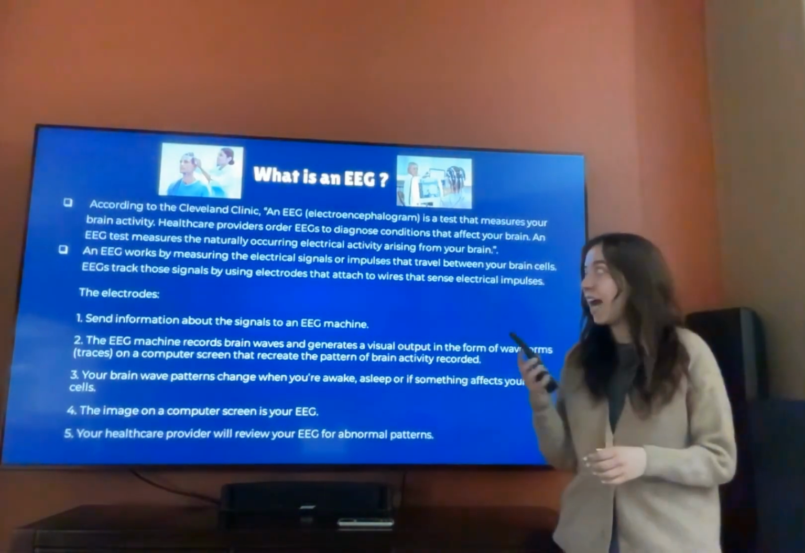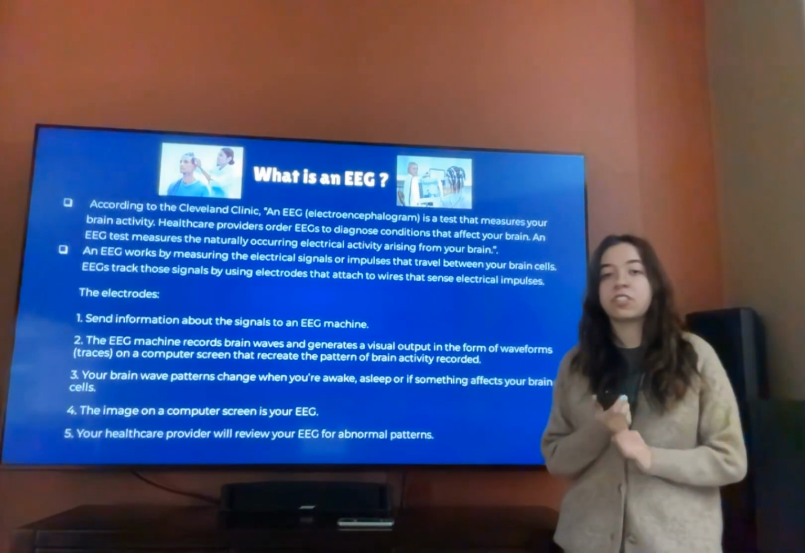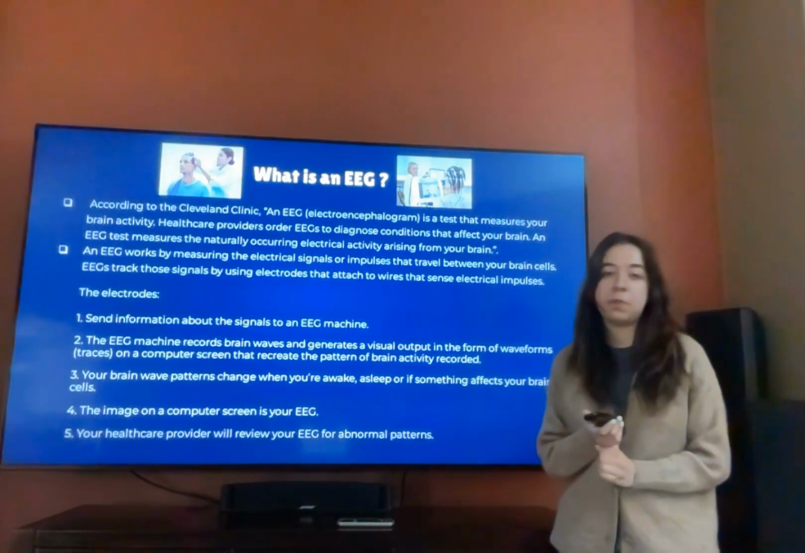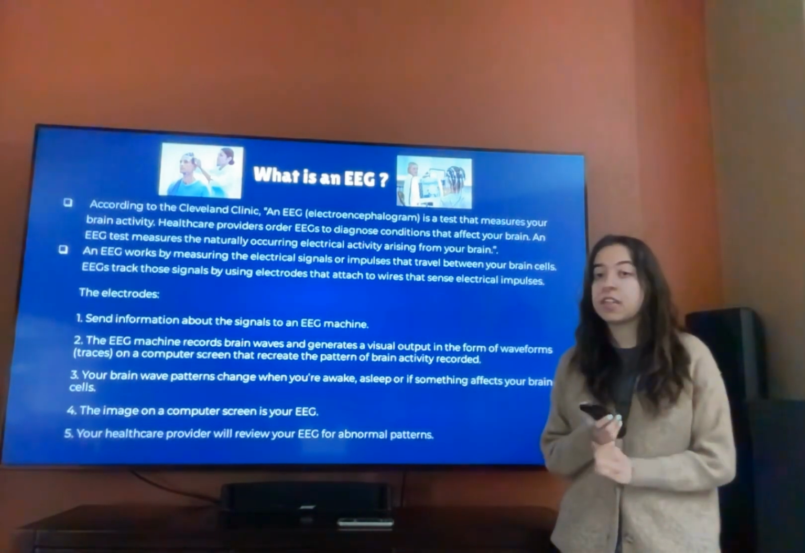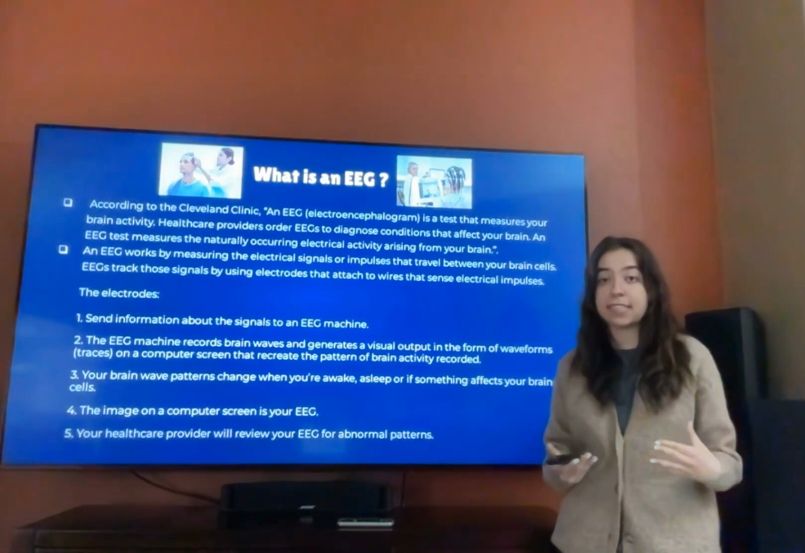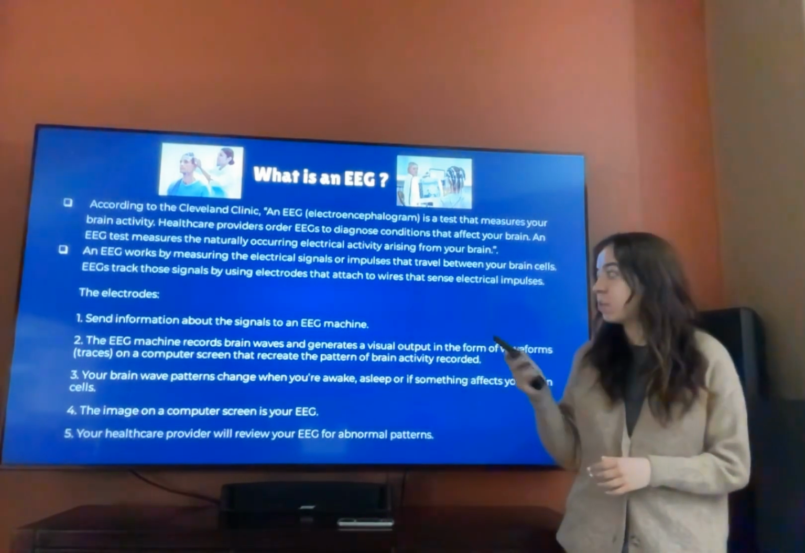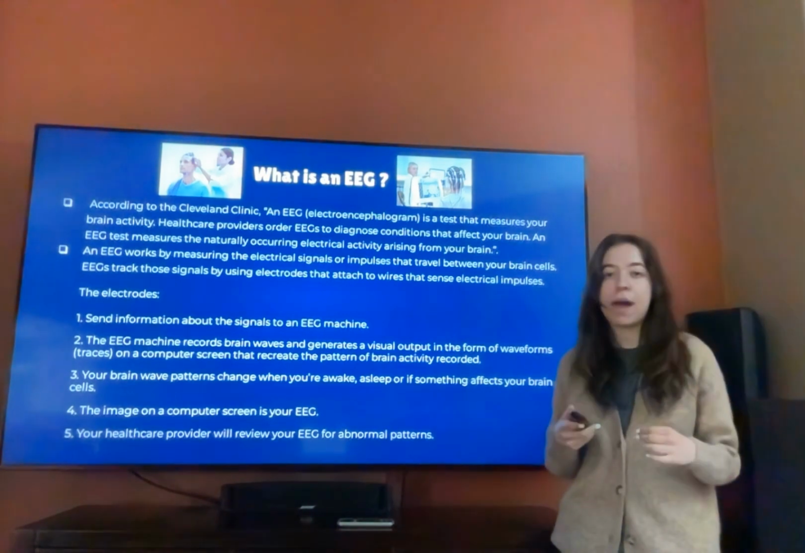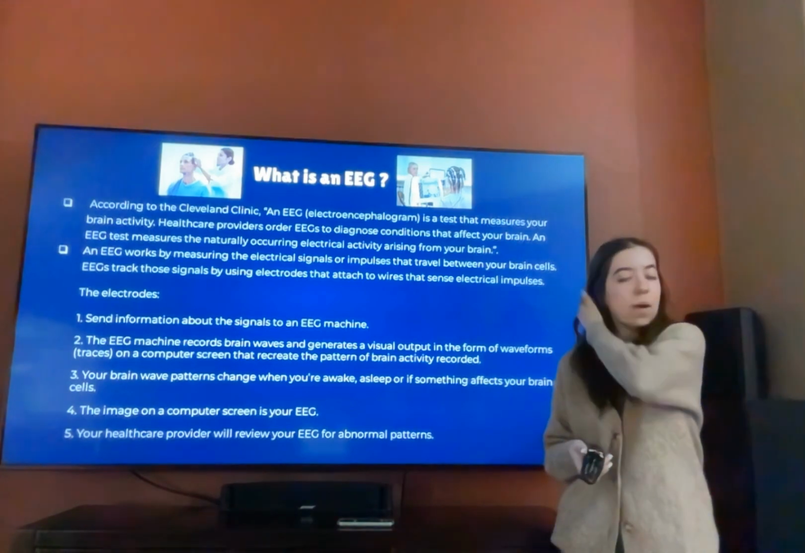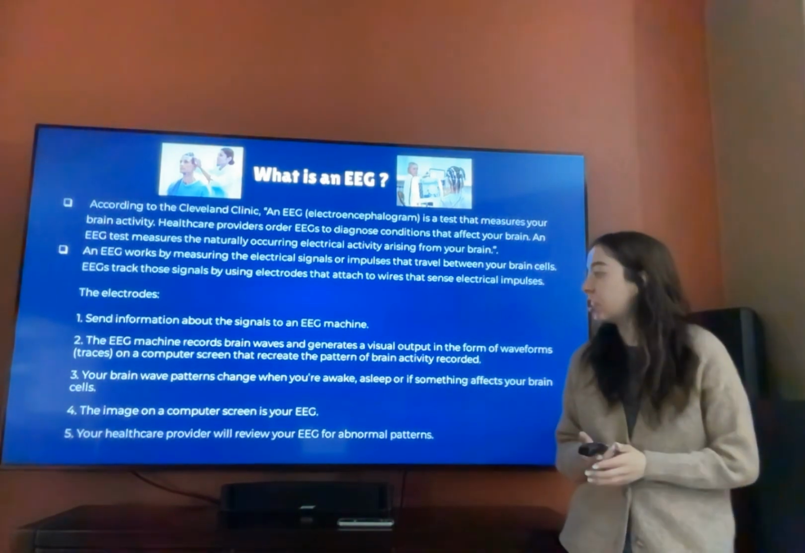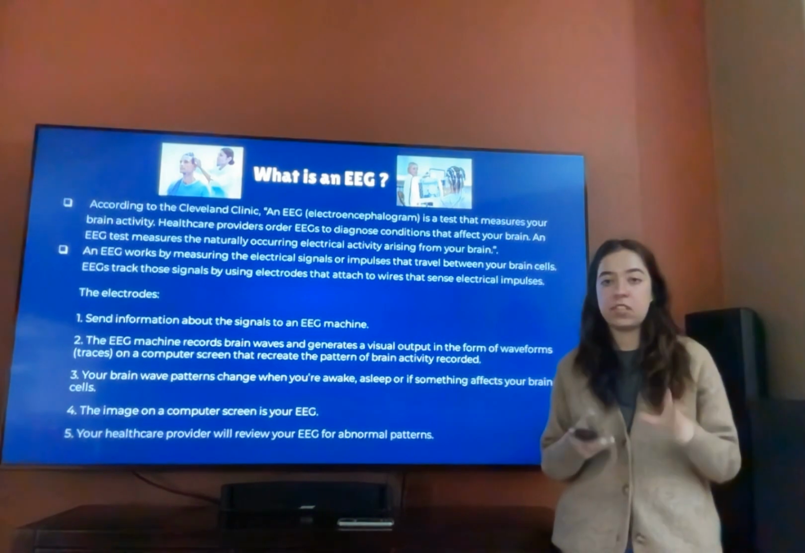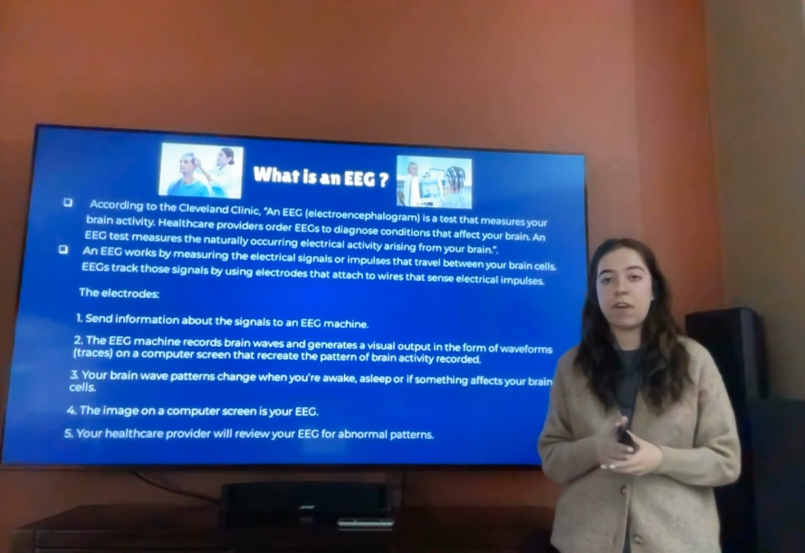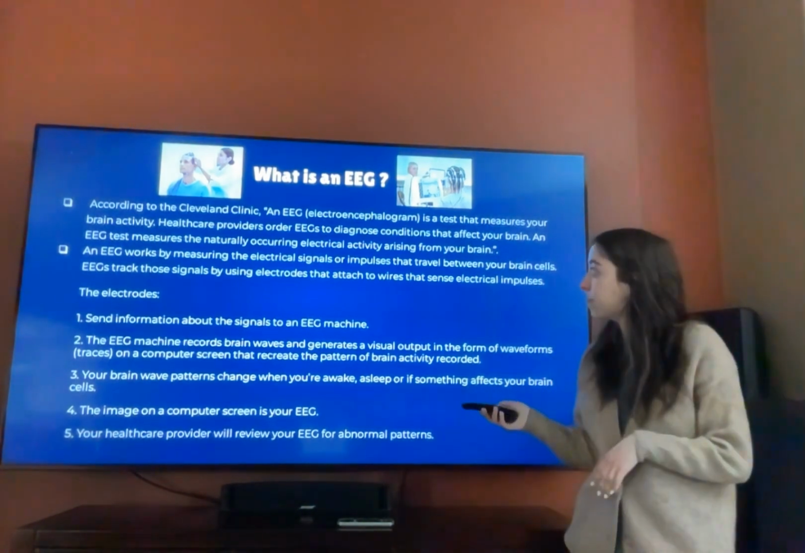What is an EEG? As I said, an EEG measures the electrical signals in the brain and impulses that travel between your brain cells. We use electrodes in EEGs to detect these signals. Electrodes are responsible for sending information to the EEG machine. Your brainwave patterns change based on when you're awake, resting, relaxing, or such. And the image on the computer screen is your EEG. So we get to actually record this information, and a healthcare provider will read and assess it.